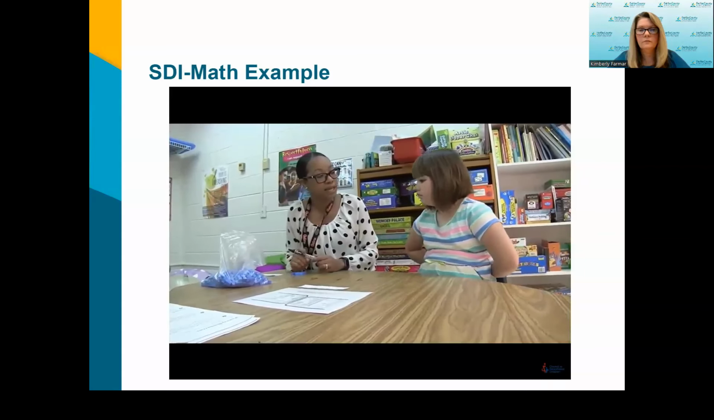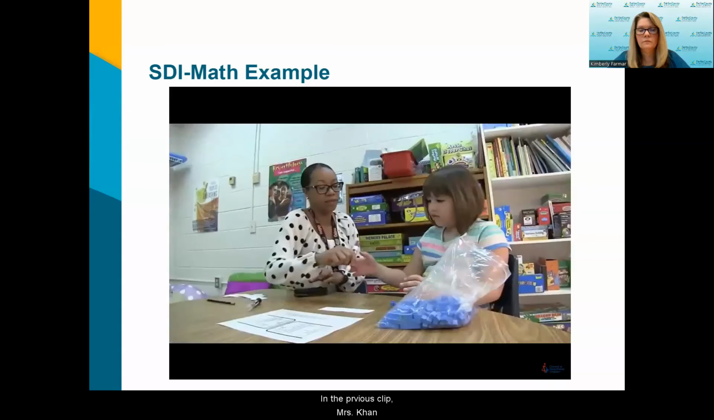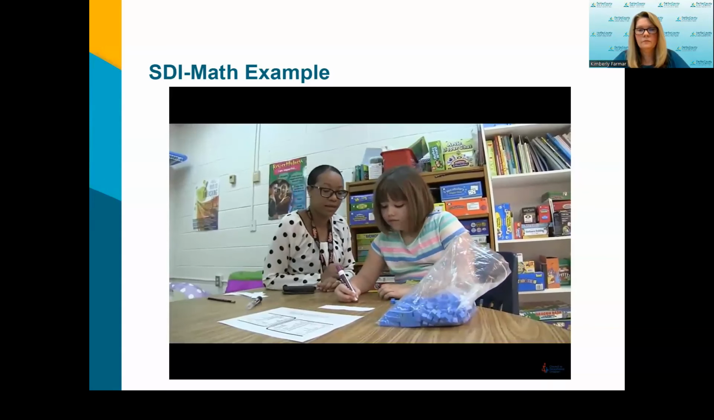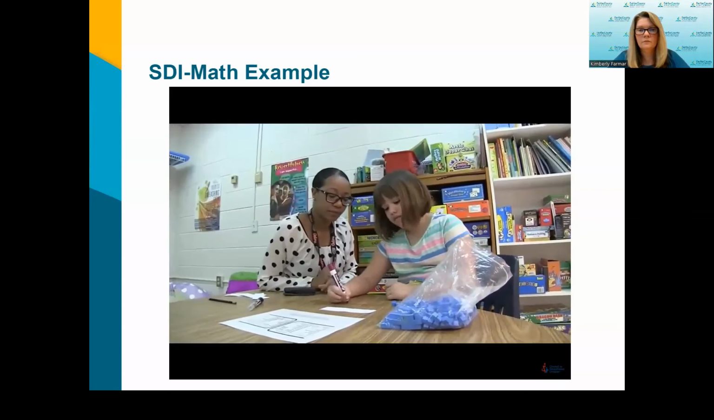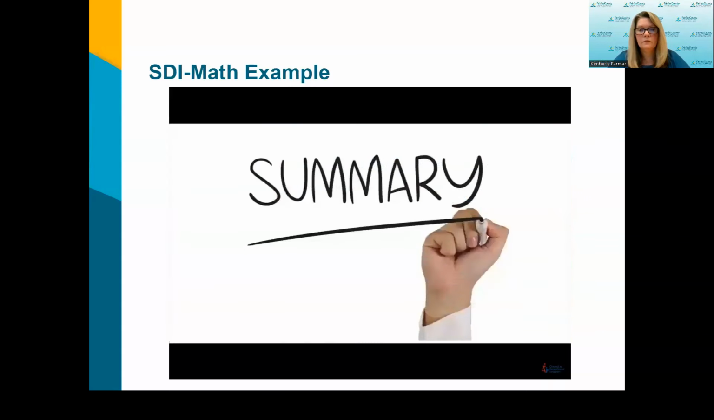You think we can try one together? In the previous clip, Mrs. Khan provided the modeling and solved the problem. Afterwards, she continued with a high level of scaffolding to support Molly's attempts to use the strategy and become independent.